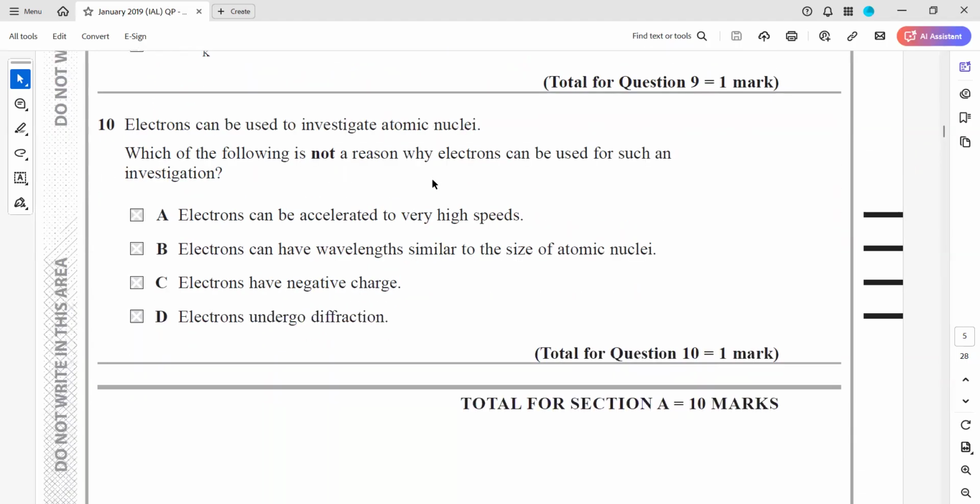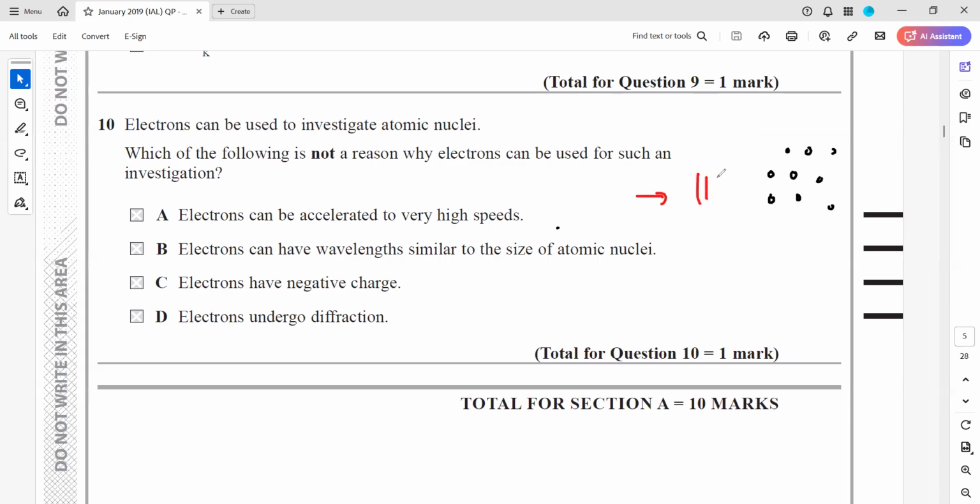Electrons can be used to investigate atomic radii. Which of the following is not a reason why electrons can be used for such an investigation? Usually, because of wave-particle duality, a particle can act like a wave and a wave can act like a particle. But electron diffraction is possible not for the nucleus, it's for the lattice. For example, say we have a lattice and we pass a beam of electrons.